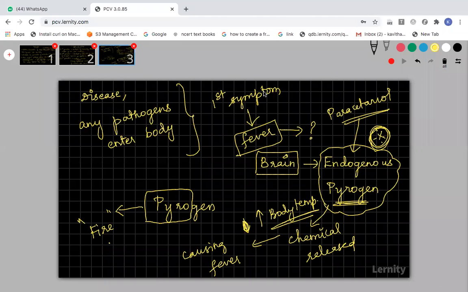You should not take paracetamol continuously. Doctors will advise you to take paracetamol only once every 3 to 4 hours, because if you take it continuously, it will stop the secretion of pyrogen and the microorganisms will become resistant. When your microorganisms become resistant, even when you take paracetamol under high fever condition, it will not act.